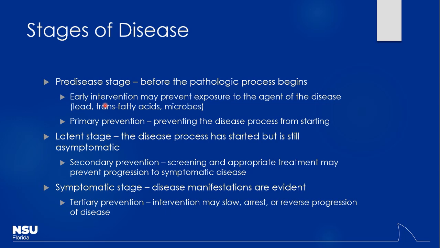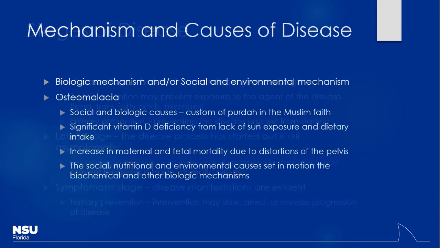So again, if you had that history, that was that screening tool. The patient may be asymptomatic, but they still could have had an exposure, right? That was an early time to intervene before they actually became symptomatic. That's called the latent stage. And in the symptomatic stage, where the disease manifestation is already evident, this is going to be late in the game, but this is where we can hopefully slow down, arrest, or maybe even reverse progression of disease. But again, the earlier you can get into it, the more preventative you can be, and obviously the better it's going to be overall.